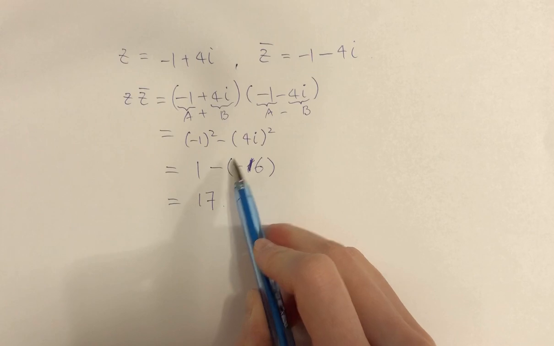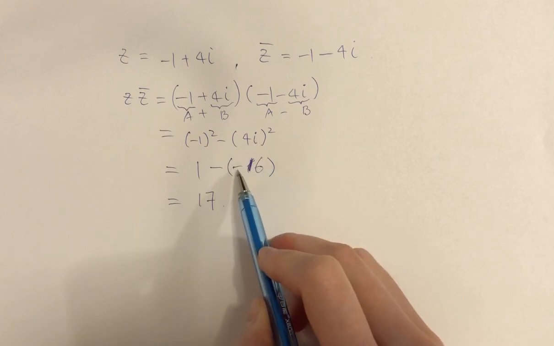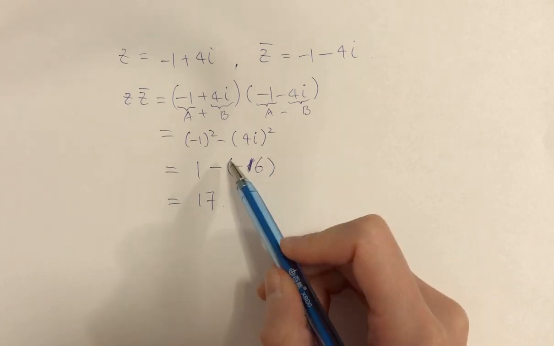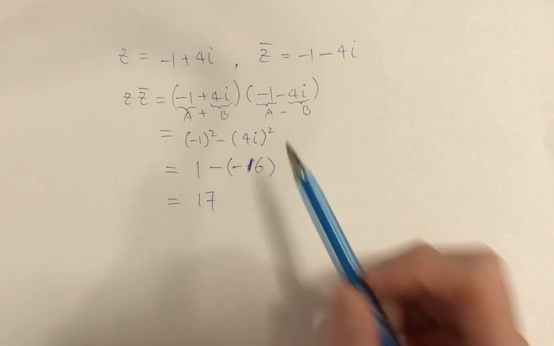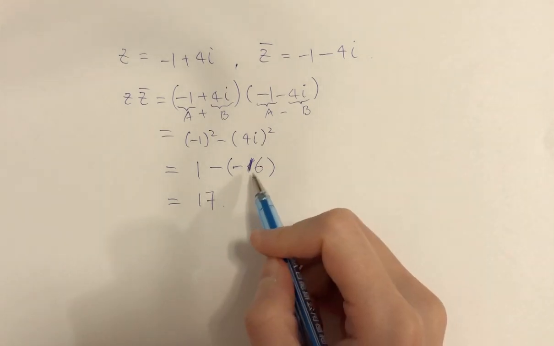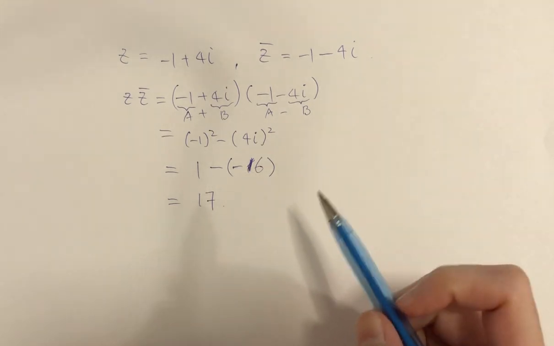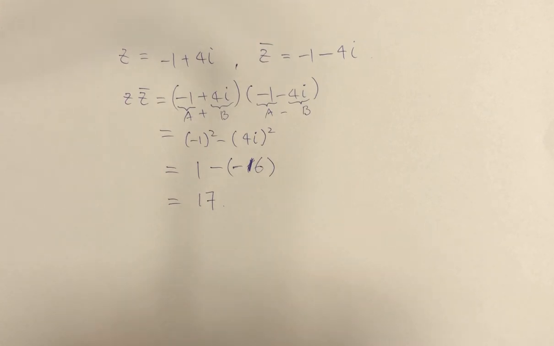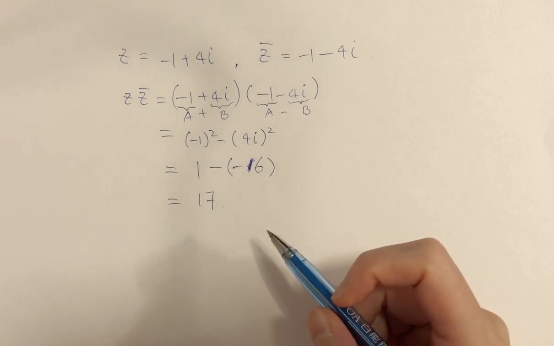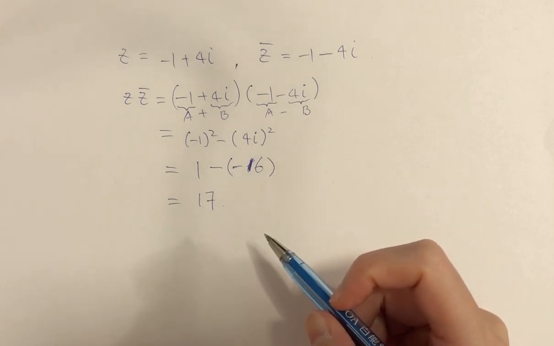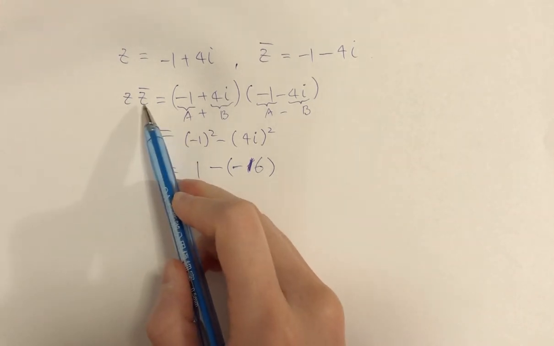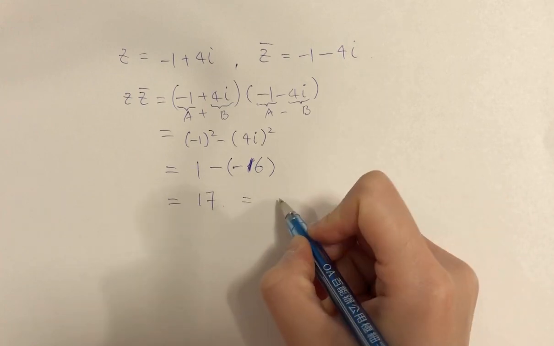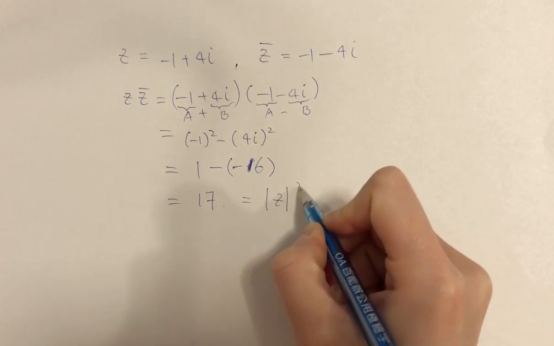So find your own way to avoid making mistakes. It's very easy to miss a sign here. So I'm used to putting an extra parenthesis to deal with that. But find your own way that makes you feel comfortable doing this. Yeah. So that's the basic operations we can do. Another thing to note is that this z times z bar is going to be the modulus squared.